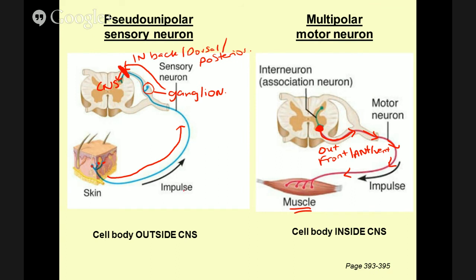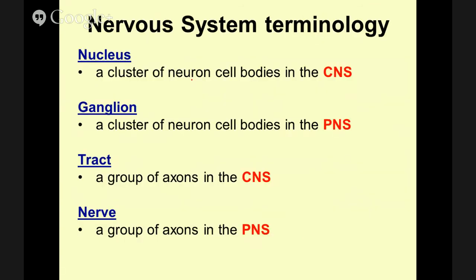So that's a common exam question. Which type of neuron would have a cell body inside the central nervous system? It's the motor neuron. Which type of neuron would have a cell body outside the central nervous system? It's the sensory neuron. So here's some terminology that we're going to use, especially when we start talking about the brain and the spinal cord. There's a term for a cluster of cell bodies inside the central nervous system. That's called a nucleus. A cluster of cell bodies in the peripheral nervous system is called a ganglion.